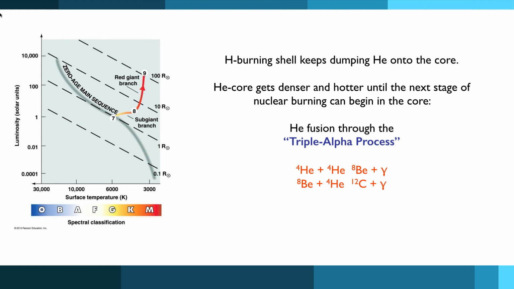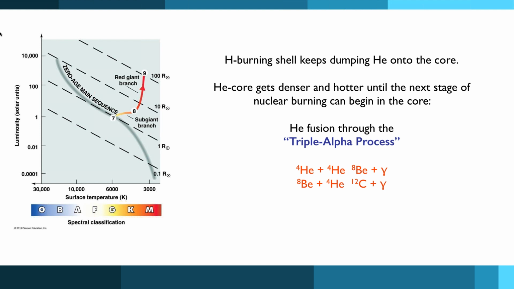There are some intermediate steps in between that process where it becomes beryllium, but the ultimate end result is going to be carbon. And just like before with the hydrogen nuclear fusion process, the resulting carbon atom is going to weigh less than the combination of the beryllium and helium atoms that formed it. So some of that mass is going to be released in the form of energy as well.